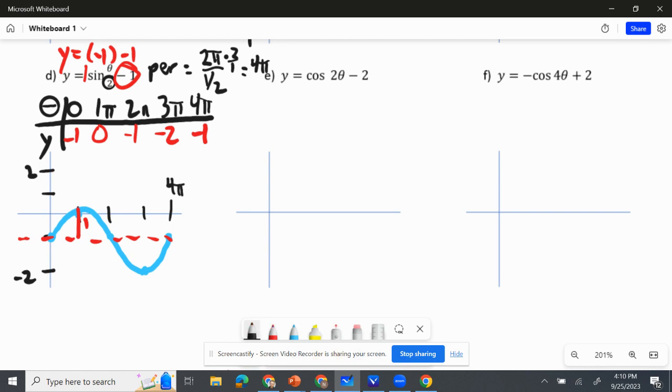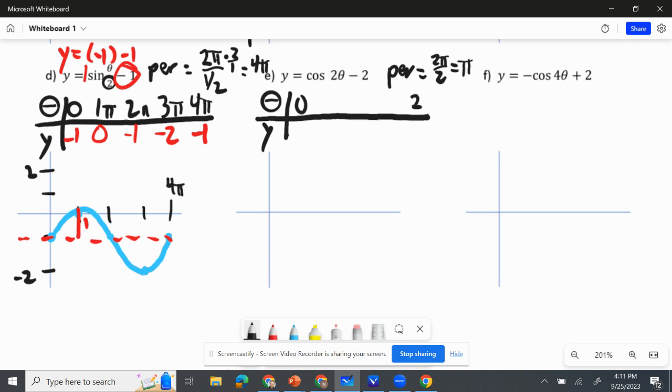So for the next one, once again, we're looking for our period, and our period is 2 pi over 2, which of course is just pi. So when we come up with our table, we're starting it at 0, we're ending it at pi. We're taking all our values and dividing them by 2, so pi fourths, pi halves, and 3 pi over 4.